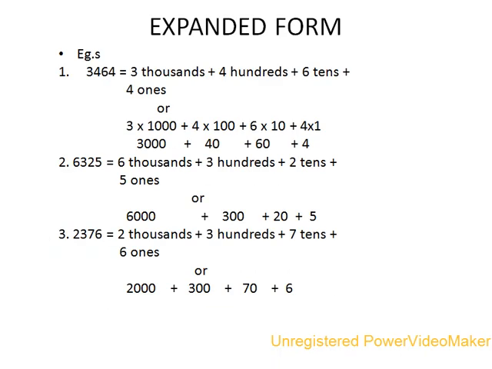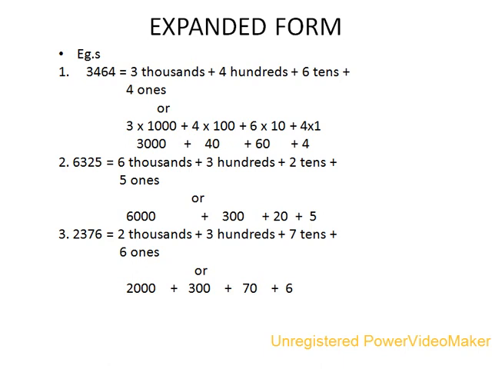Now we can see further examples of expanded form. 3464. So now 3 is at the place of 1000. So 3000 will be the place value, plus 4 at the place of 100. So 400 will be the place value, plus 6 at the tens place. So 6 tens or 60 will be the place value, plus 4 ones. So 4. So we can write 3000 plus 400 plus 60 plus 4.